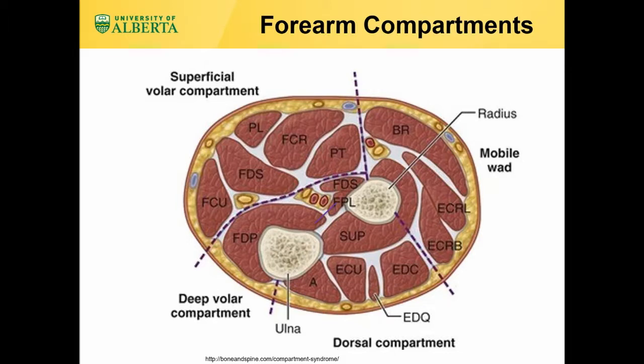The lateral compartment, also known as the mobile wad, consists of the brachioradialis and the extensor carpi radialis longus and brevis muscles, along with the superficial branch of the radial nerve and the radial artery.